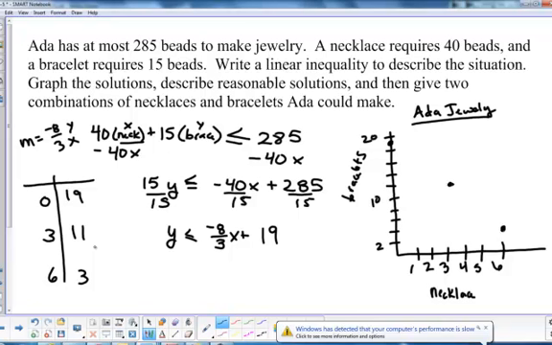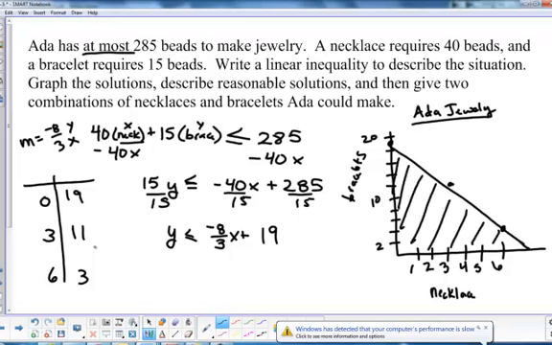So this is going to be a solid line because it says at most, which means less than or equal to. And then we're going to shade below, like so. So everything in the shaded region is a solution. This is probably a pretty important point if you want to add it in.